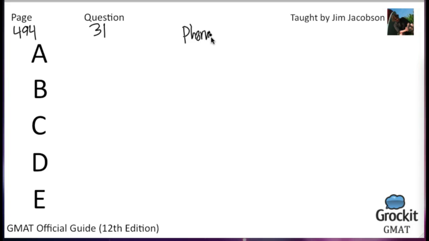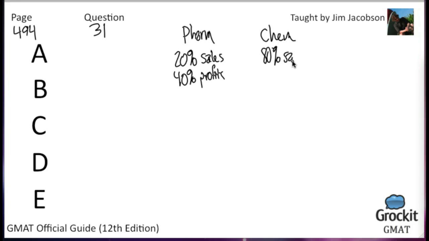we had pharma at 20% of sales and 40% of profits, which would mean that the chem had 80% of the sales and 60% of the profits. So we can infer that for sure. And more than that, I guess we actually have to look at the answer choices. And we know that these numbers were consistent over the past 3 years.